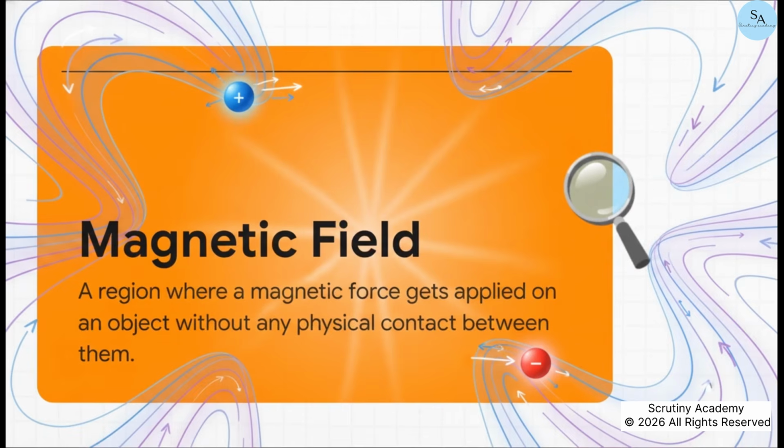So what exactly did that current create? Well, it created a magnetic field. Think of it as an invisible bubble of influence, a force field. It's kind of like gravity, right? You can't see it, but you can for sure feel its effects. And it's this field that pushes and pulls on other magnets or, as we'll see, moving charges.